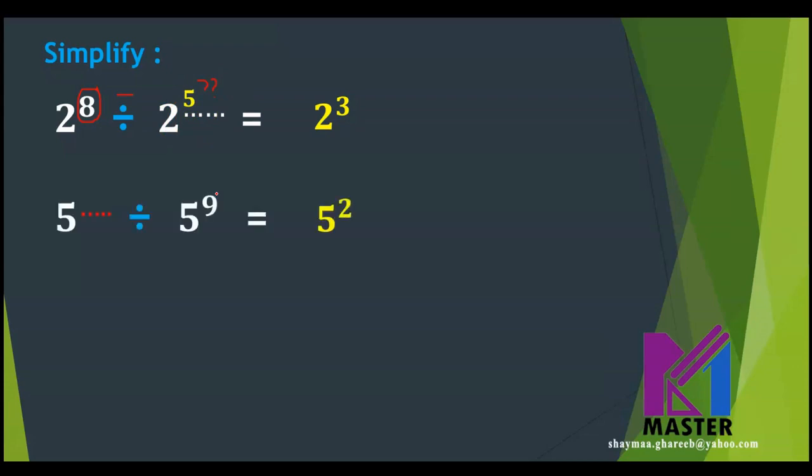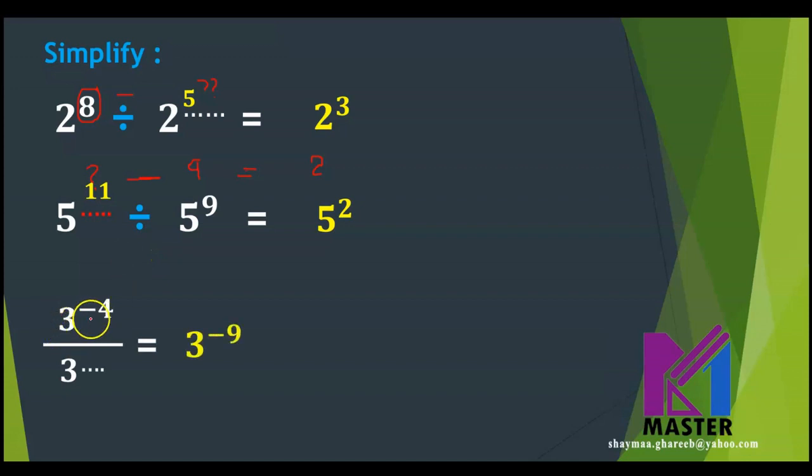Now we'll do one more example. 5 to the power of what divided by 5 to the power of 9 equals 5 to the power of 2. So I will ask myself, what number minus 9 gives 2? What number minus 9 gives 2? Number 11. So 11 minus 9 gives 2. Then the missing power here is power 11.